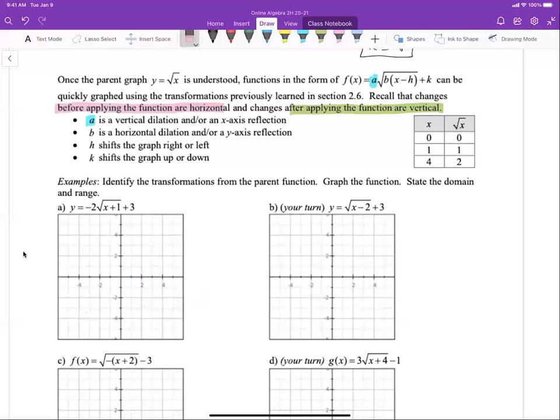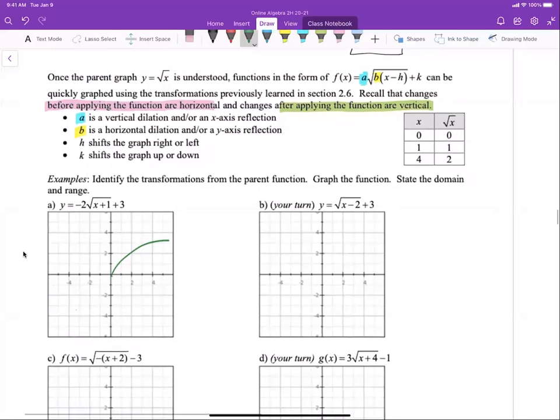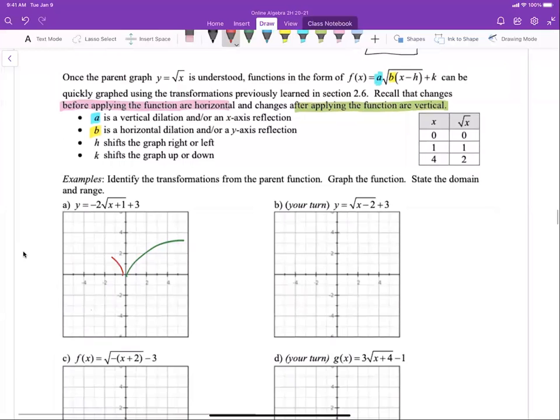b is a horizontal dilation, so we'll take a look at b. b is under the parent rule, so it is before we have applied the parent function, which is the square root, and therefore it is a horizontal dilation. And if it was negative, it would be a y-axis reflection. It is a y-axis reflection, but you can see that it affects the graph horizontally, okay?